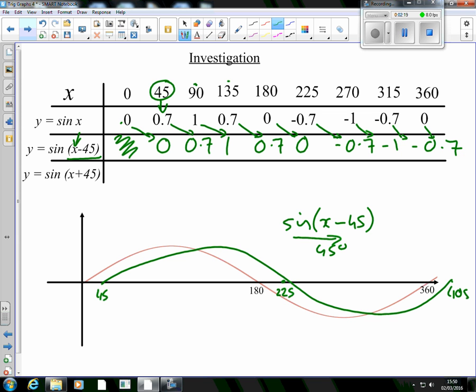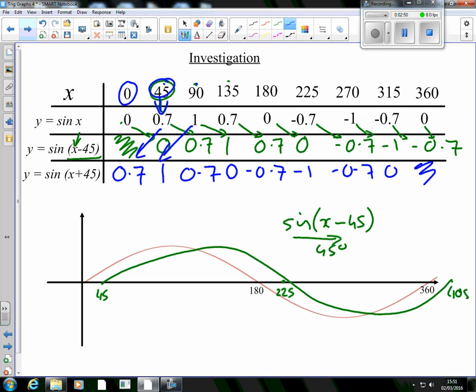Now similarly, if we've got x plus 45, I'll do this in blue. When I do 0 plus 45, I get 45, so sine of 45 is 0.7. Sine of 45 add 45 is 90, so sine of 90 is 1. I'm hoping you can notice that all these are moving one place, or 45 degrees, to the left. Then minus 1, then minus 0.7, and I'll leave the last one blank because it's outwith our original table. This point, instead of being at 0, is at minus 45 now. This point that was at 180 is now at 135, and this point that was at 360 is now at 315.